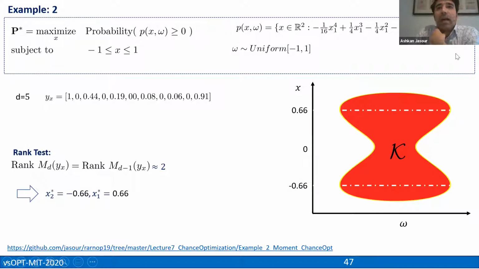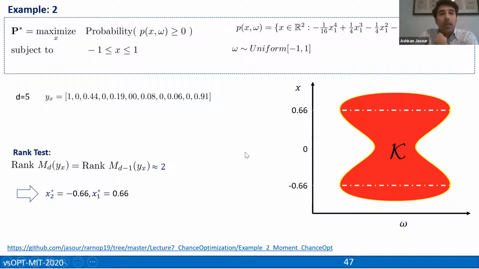In the second example, this is our success set, which is non-convex in the space of x and omega, described by this polynomial. Omega is a uniform distribution. This is the sequence of the moments that I get, so moments up to order 5. I check the rank of the moment matrices. The rank of the moment matrix is 2, so it means that we can extract 2 global optimal solutions for the original chance optimization. By solving the linear algebra in terms of the moments, I exactly recover the original solutions as shown here. These are the exact solutions of the original chance optimization problem.